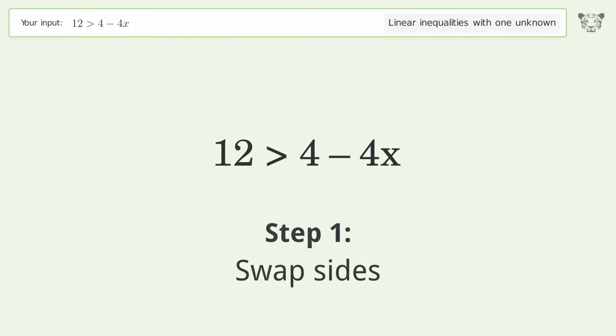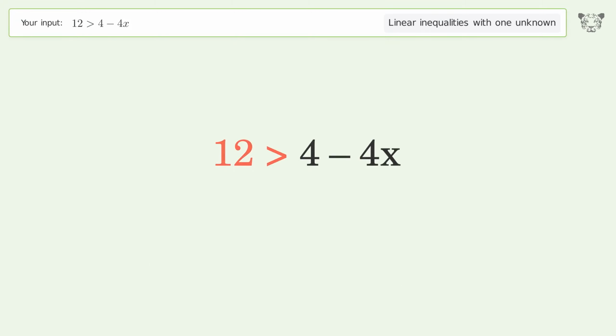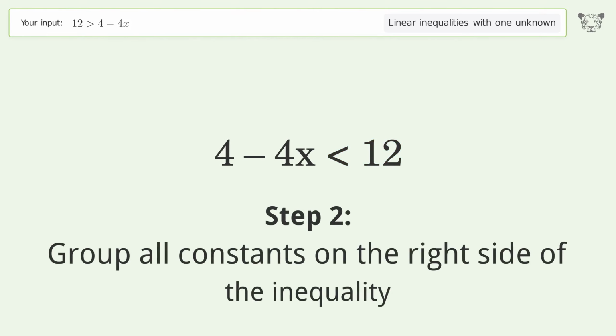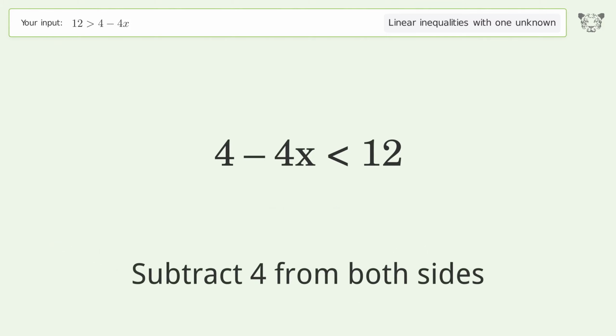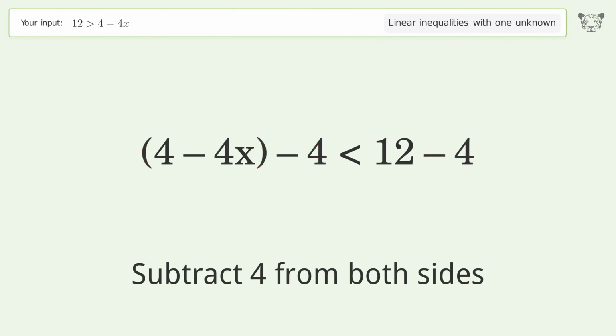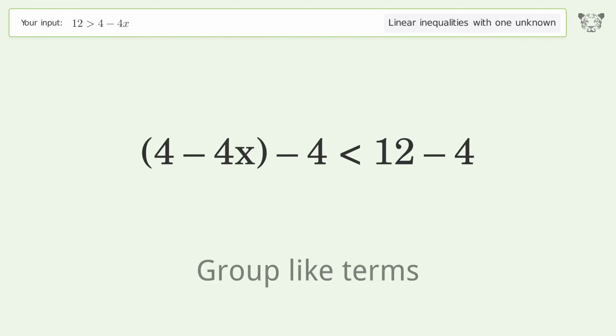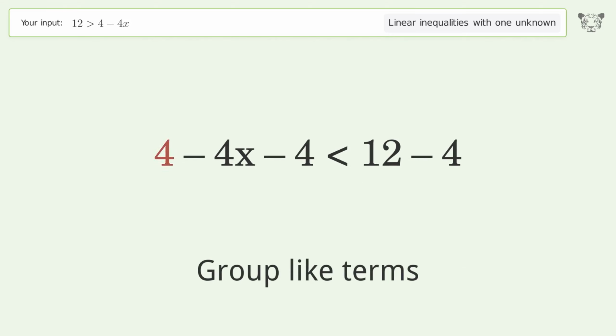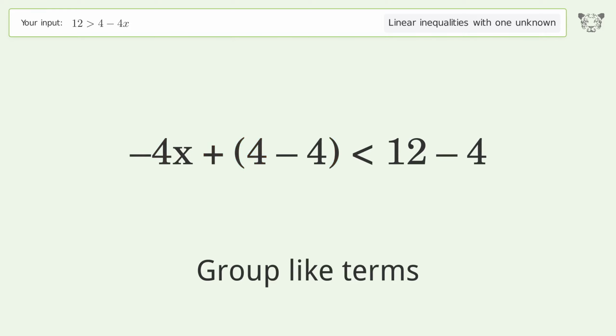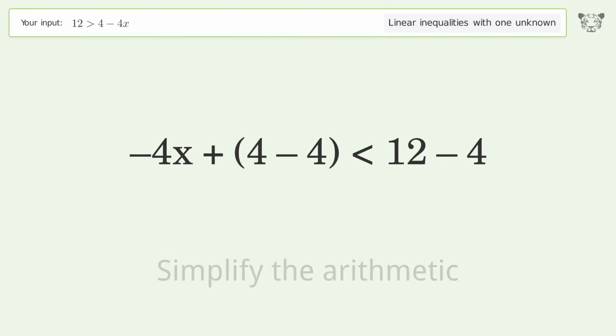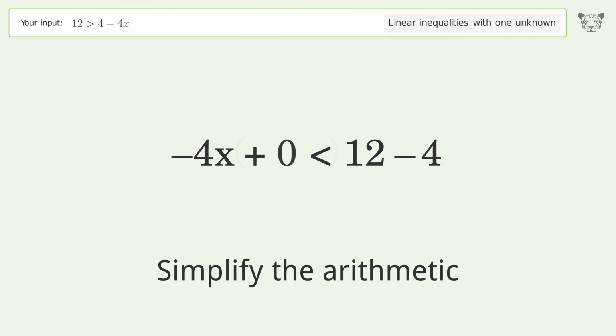Swap sides. Group all constants on the right side of the inequality. Subtract 4 from both sides. Group like terms. Simplify the arithmetic.